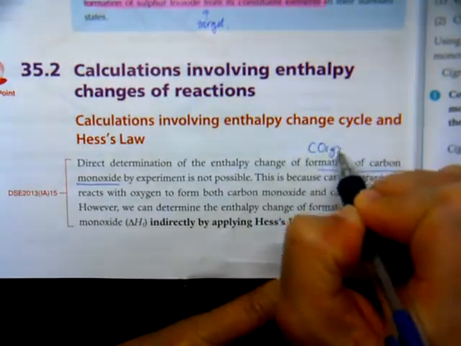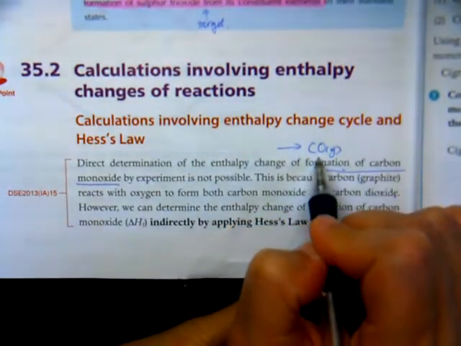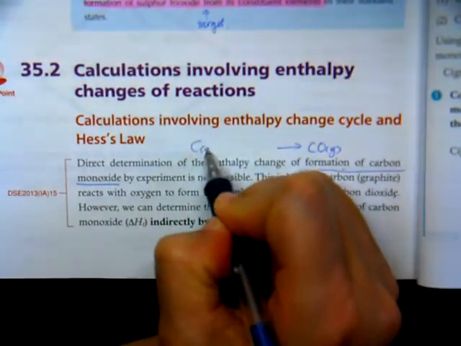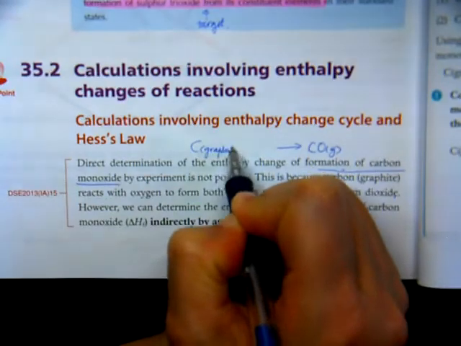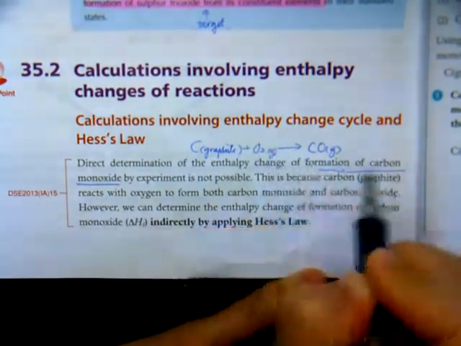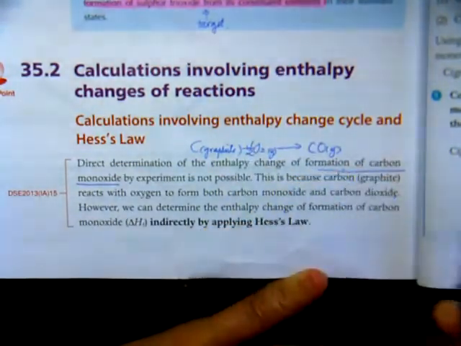Let's write down its equation. Formation of carbon monoxide, that means carbon monoxide should be written on the product side. Carbon is one of the elements. O2 is another one. Bear in mind, keep this coefficient as 1, put half.